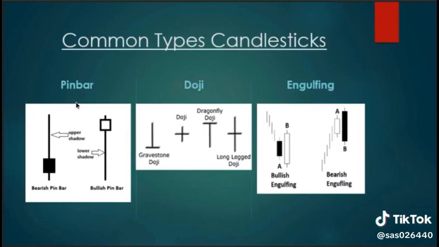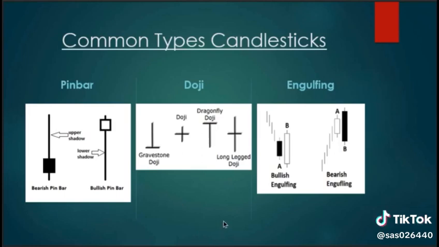There is the pin bar. Now, as you see here, the pin bar has a longer upper wick and a longer lower wick in comparison to the actual body itself. Now, pin bars can actually be used for reversals at the top of a trend or at the bottom of a trend.